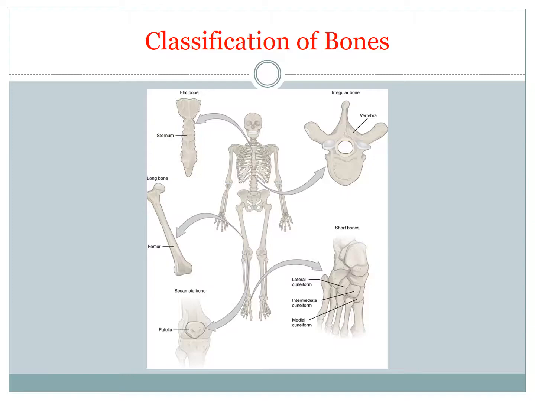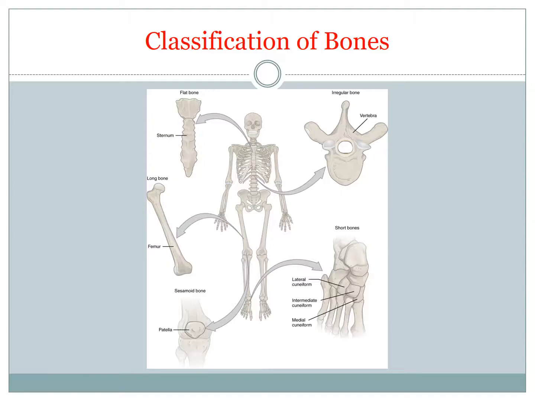Flat bones have a thin, roughly parallel surface. Flat bones form the roof of the skull, sternum, the ribs, and the scapula. They provide protection from underlying soft tissues and offer an extensive surface for the attachment of skeletal muscles.